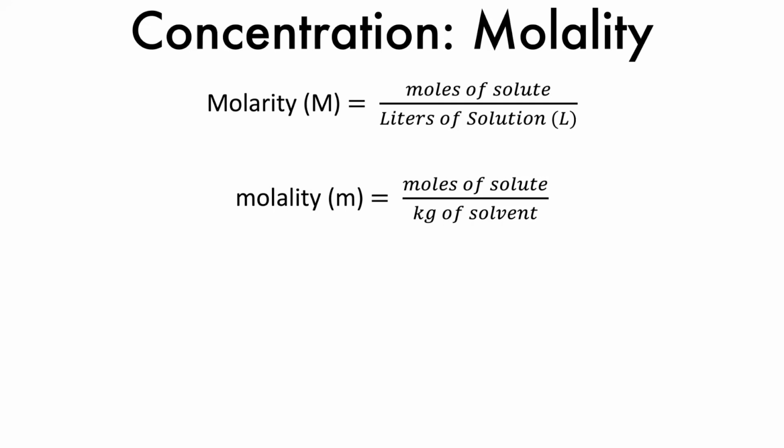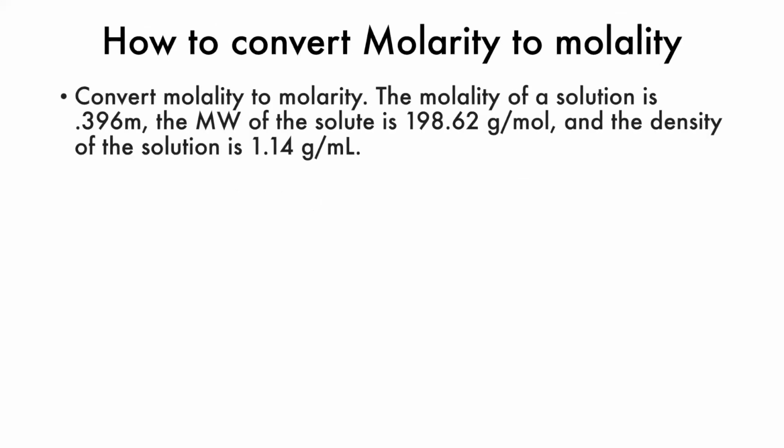So I want to go through a practice problem where we're going to convert in between these two, and I'm going to show you guys how you can calculate that. So this is our question. We want to convert molality to molarity. So the molality of a solution is 0.396 molal, the molecular weight of the solute is 198.62 grams per mole, and the density of the solution is 1.14 grams per milliliter.